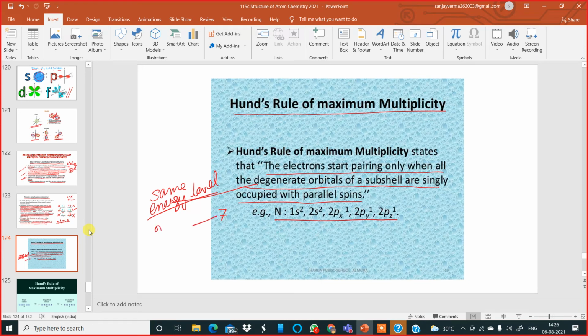What is the electronic configuration? 2 and 5. Is it 2 and 5? Yes, sir. Okay. So if I write down the electronic configuration, then I must use 1s, 2s, and 2p.